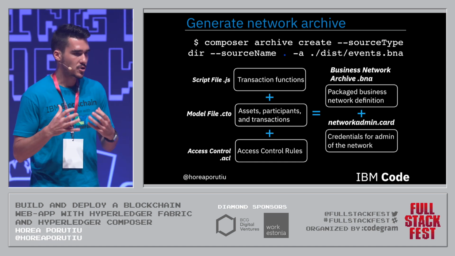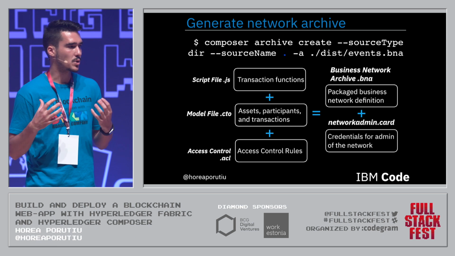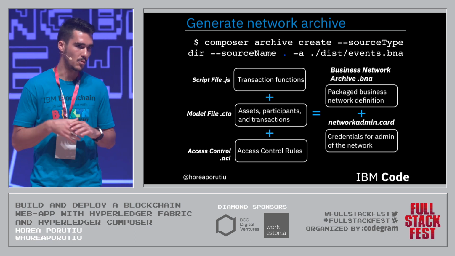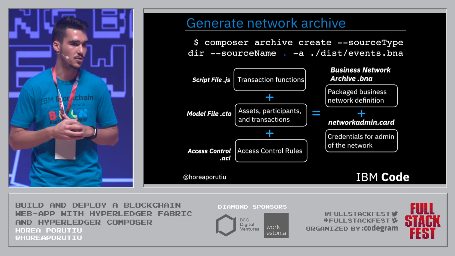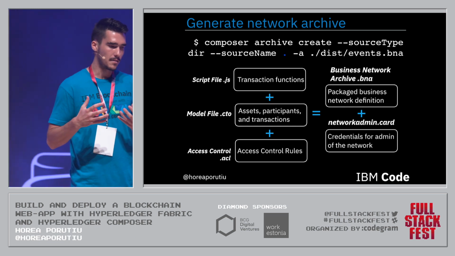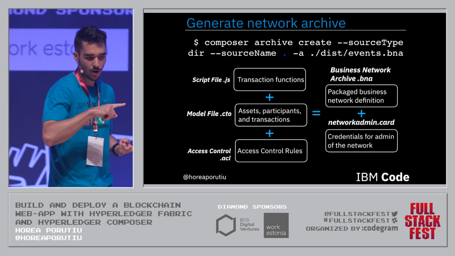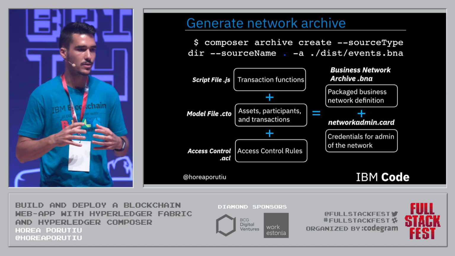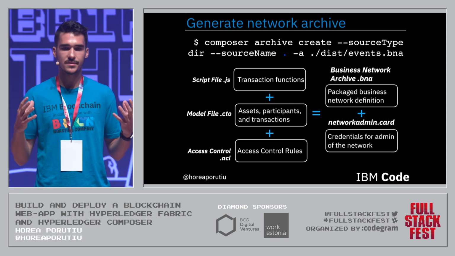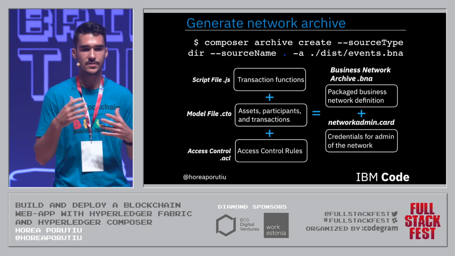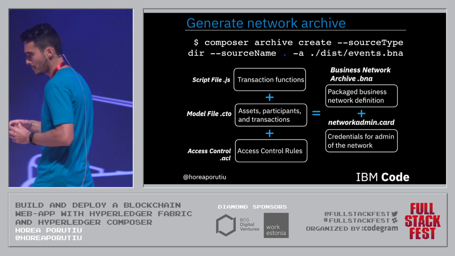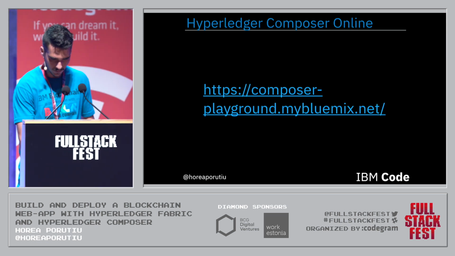To actually deploy the network, we have to have some credentials. That's where the network admin card comes in, and we have a script for creating these credentials. Once we have our banana file and our credentials, we can actually deploy our REST API, and we'll have a nice Swagger documentation for the REST API, which I'll show you in a minute here.